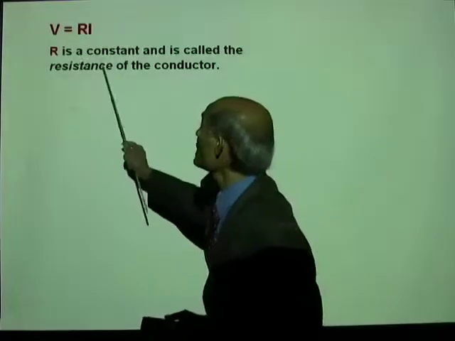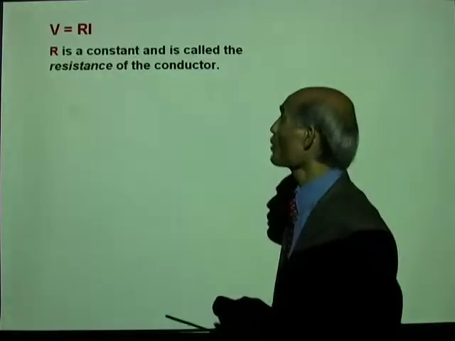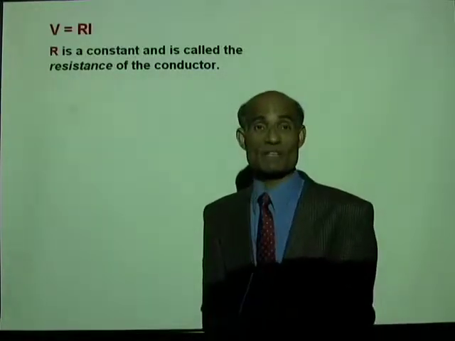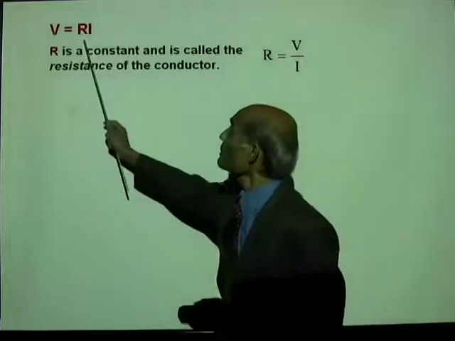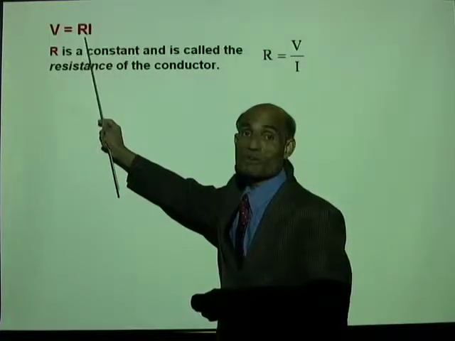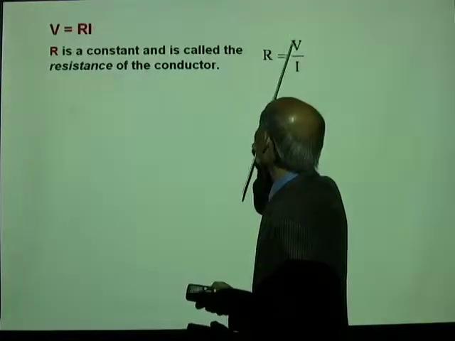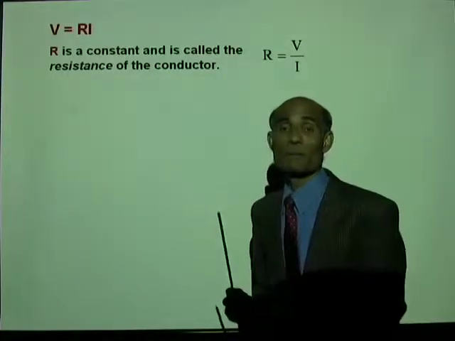V equal to RI. Now, R is a constant and is called the resistance of the conductor. And if you want to solve for R from here, R equals V over I.